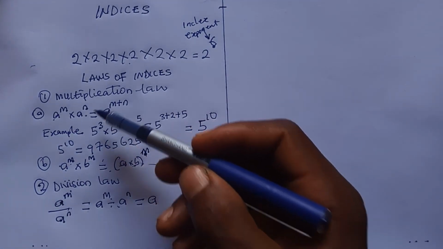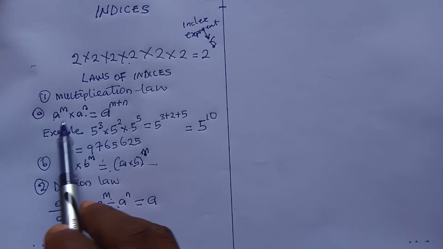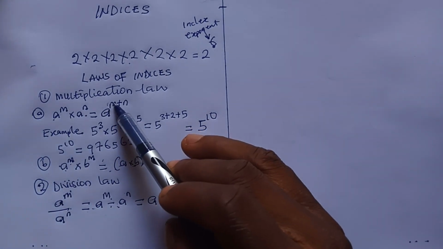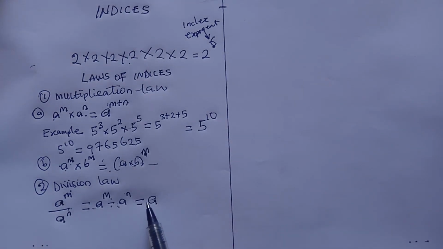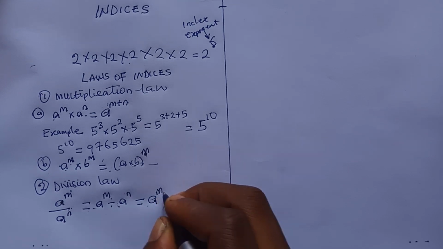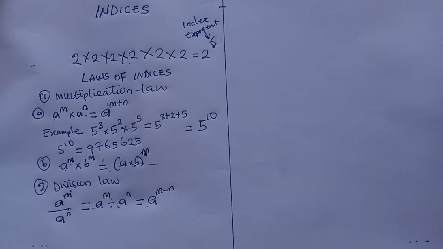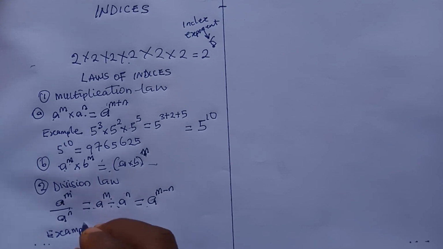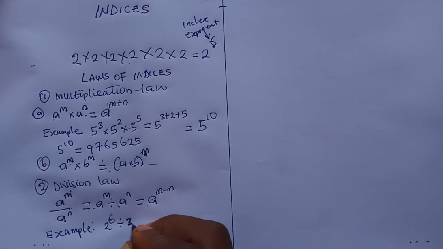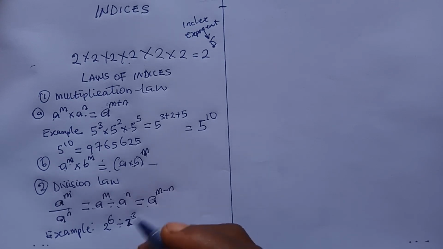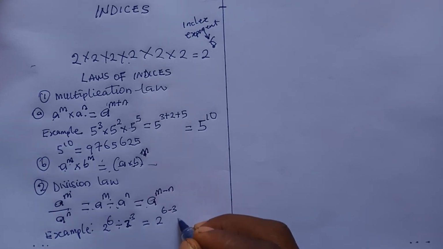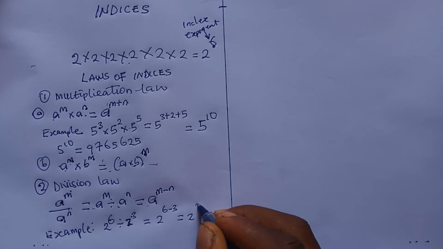In the multiplication law, you selected one of the two numbers, the same way we select one of the two numbers here. In the multiplication law, you added the powers, but in the division law, you are going to subtract the powers. So it's going to be the one at the numerator minus the one at the denominator. For example, let's say we have 2 raised to the power 6 divided by 2 raised to the power 3. This is the same thing as saying 2 raised to the power 6 minus 3, which is the same thing as 2 raised to the power 3.